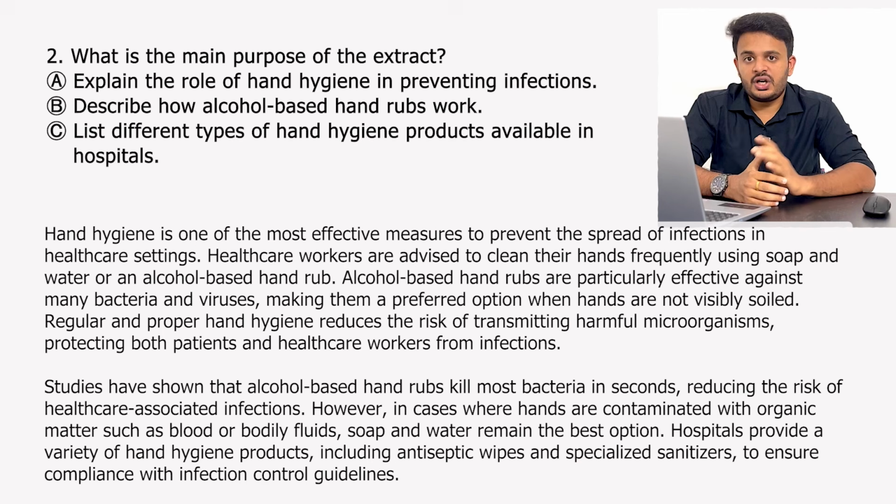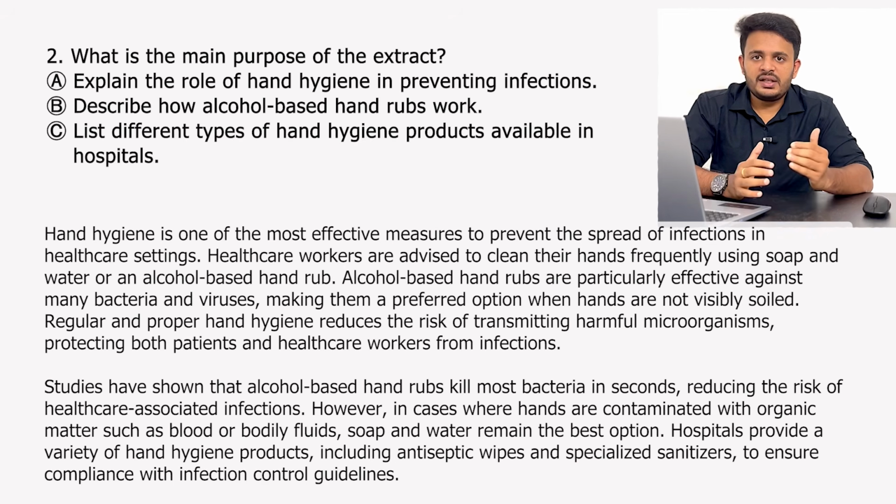Let's start with option C. Option C says the main purpose of the extract is that it lists different types of hand hygiene products available in the hospital. If you match that option with the extract, that option is correct. That information we can see in the last sentence of the extract. But is that the main purpose? No. Like I told you, there may be extra information in the extract that does not change the main theme or main purpose. Here, this is not the main purpose of the extract. It is only one of the points mentioned in the extract. So that can't be the main theme or the purpose.